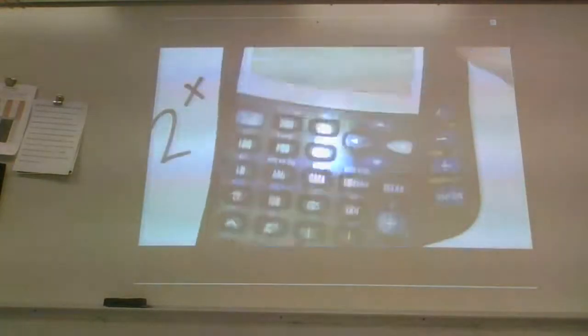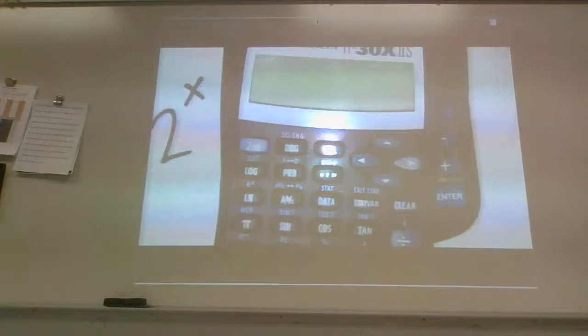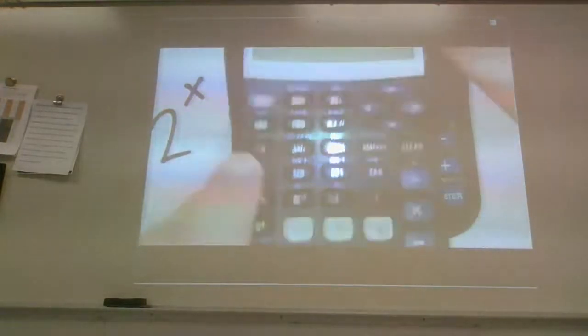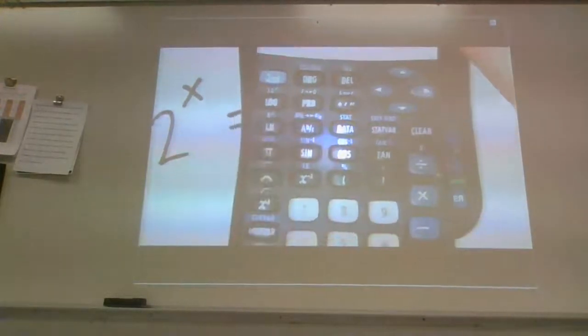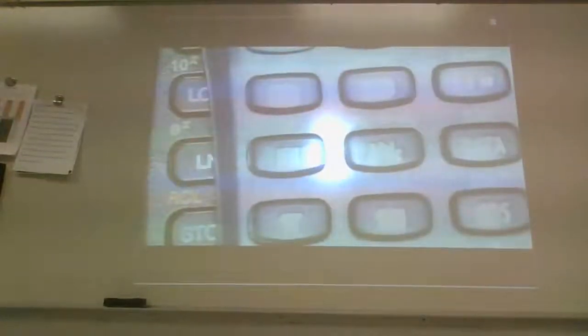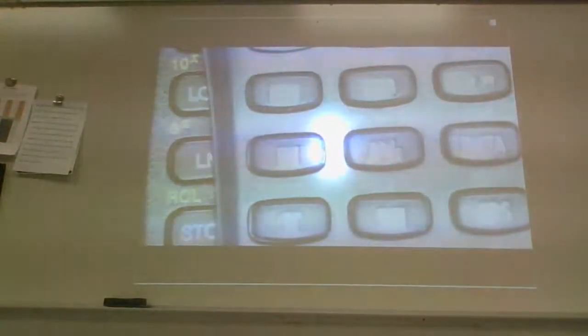This is a scientific calculator. It's not a graphing calculator, but look right there. Zoom in right there. Do you see it? Log.